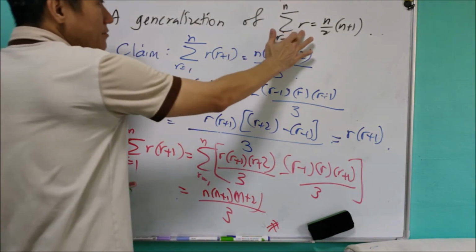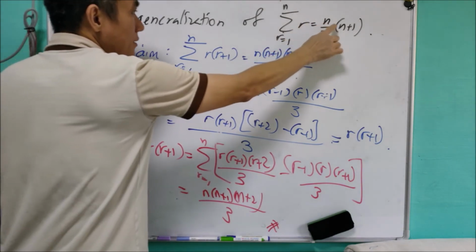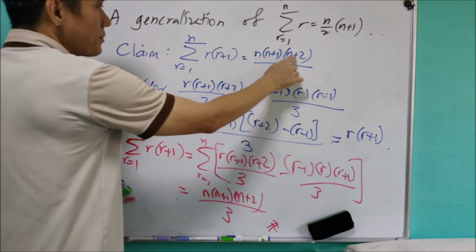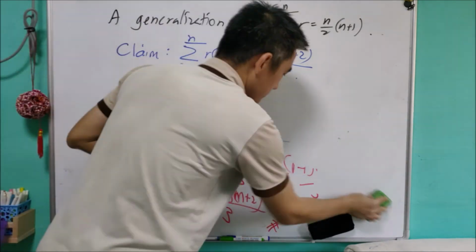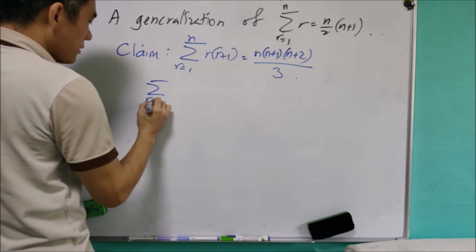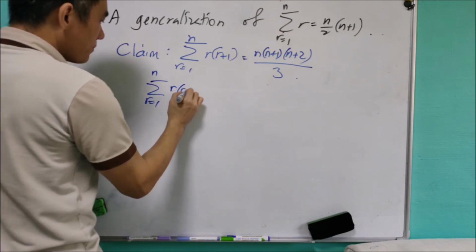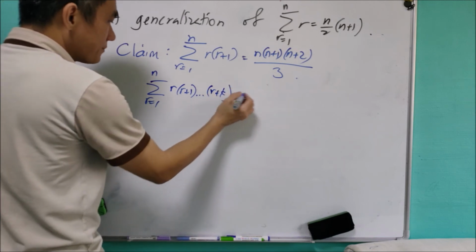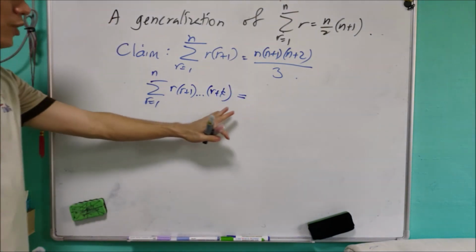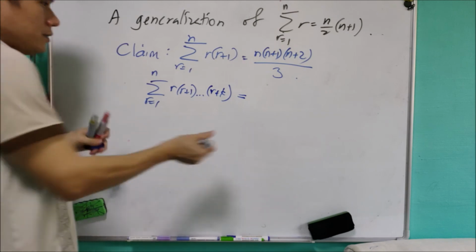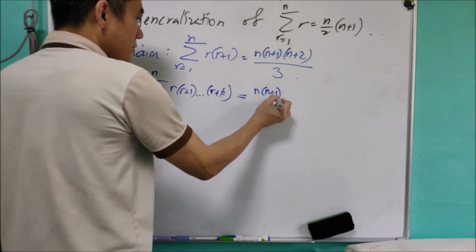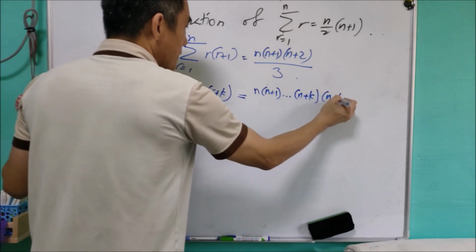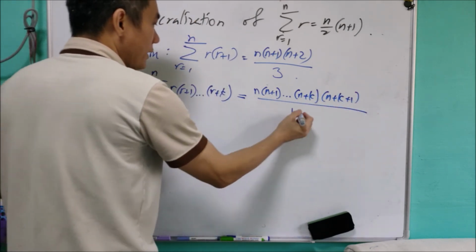Now we can see the pattern from here. If this is r, this is n plus 1 over 2. If it's r plus 1, it will be n plus 1, n plus 2 over 3. So we have r equals 1 to n, r plus 1, r plus 2 until r plus k. What will you get for this one? We should have n plus 1, n plus 2 until n plus k plus 1 over k plus 2.